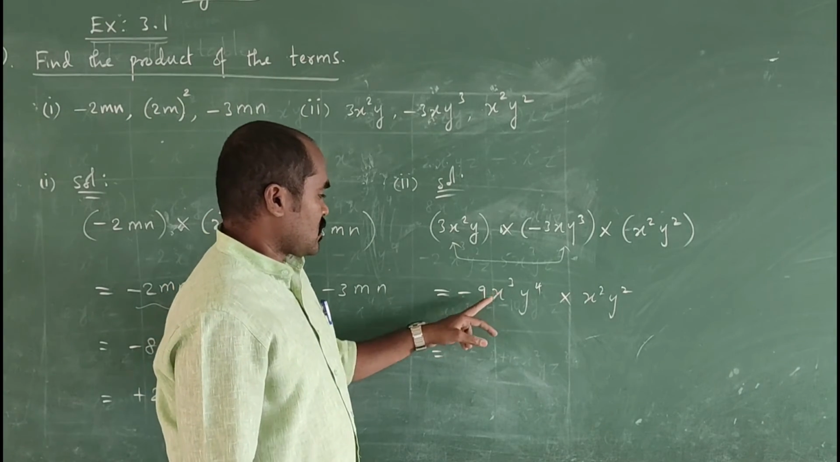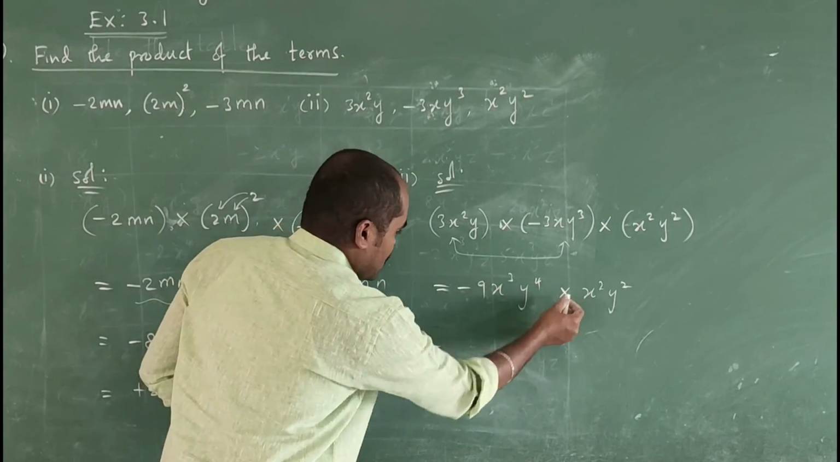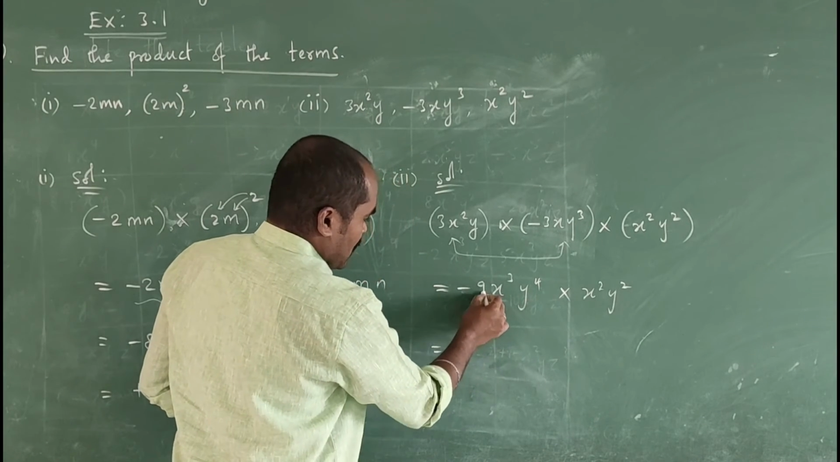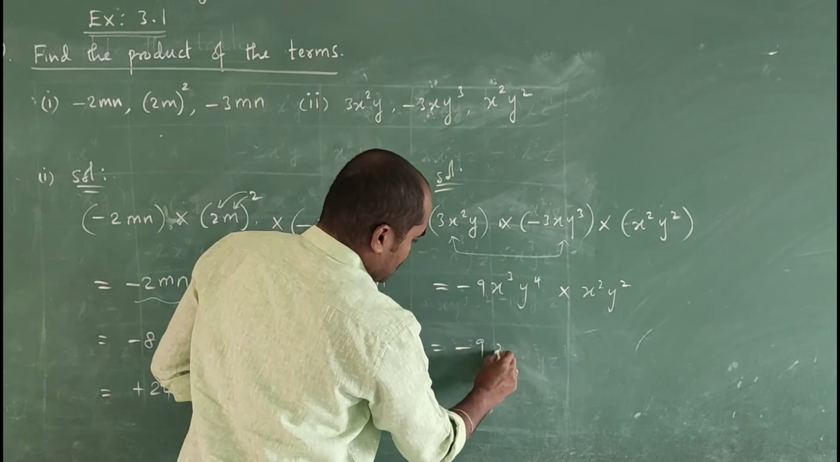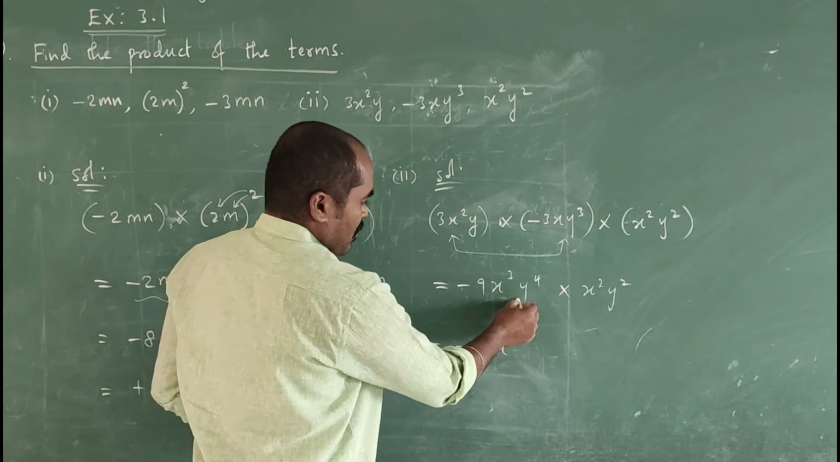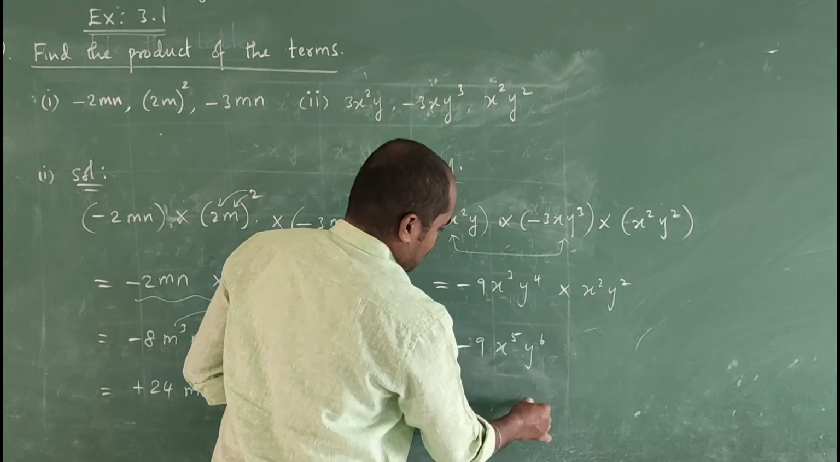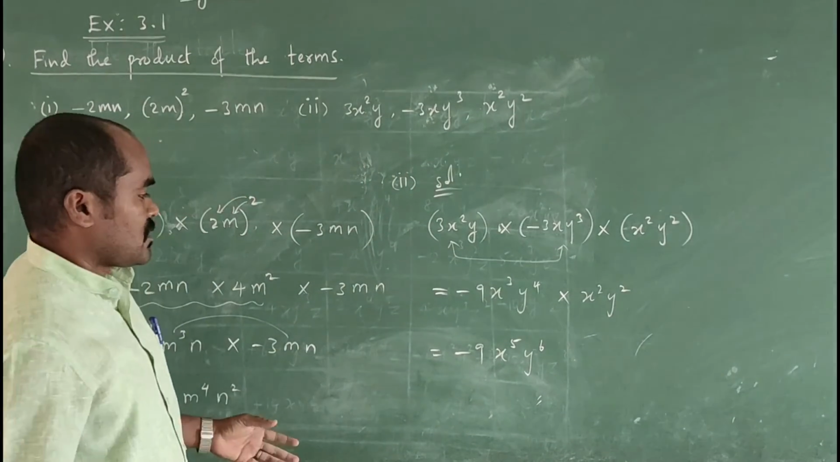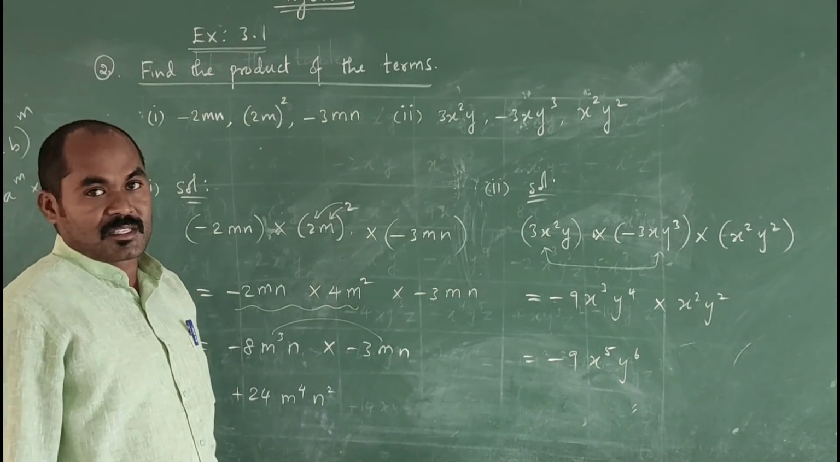The first is a minus term, this is a minus monomial, and this is plus. So minus into plus is minus, 9 1 is 9. x cube into x square is x power 5. y power 4 into y power 2 is y power 6. So our second question answer is minus 9 x power 5 y power 6.